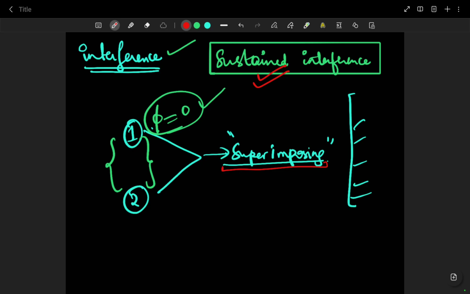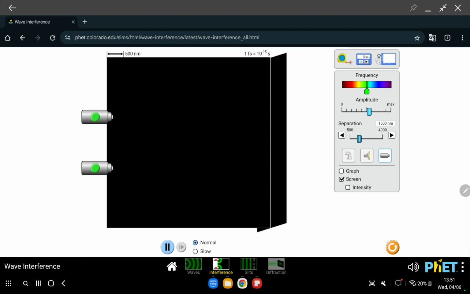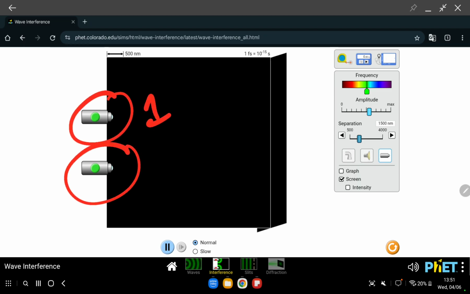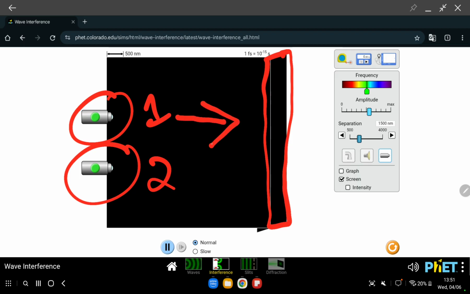Let's see how it works with an interesting simulation now. Here you can see that I have two light sources. This is the first one, this is the second one, and what I'm highlighting now is the screen. Let us see when light waves coming from the first source interfere with the second source, how they are superimposing. Let's understand how these waves are going to add up. Let's see the pattern, how it works.